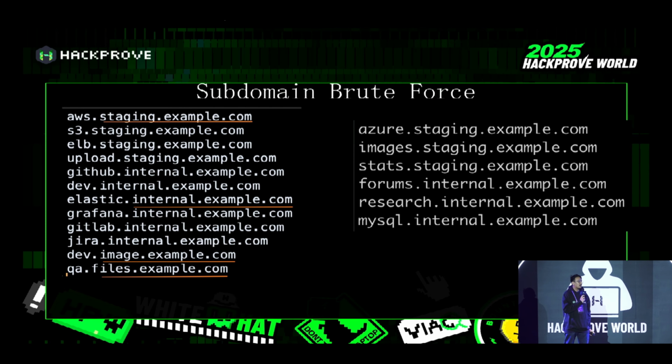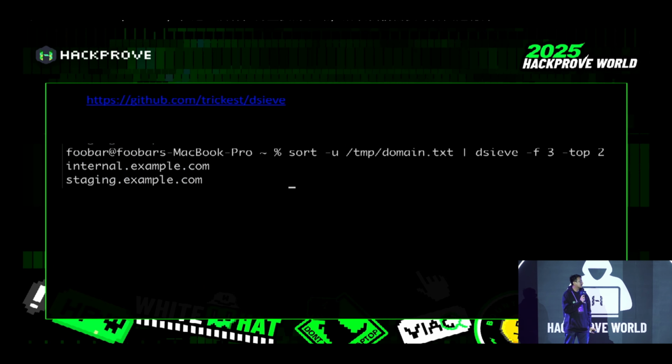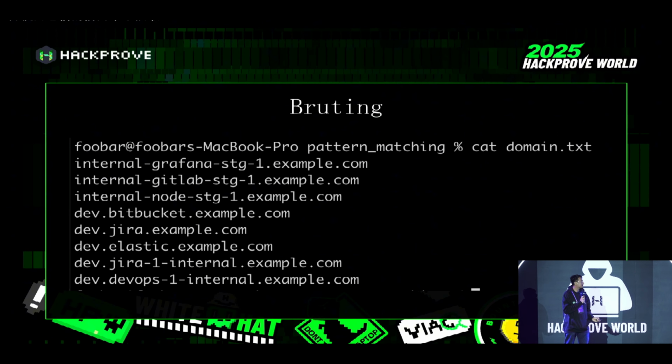However, we cannot brute force every single third level subdomain on the list, because there are subdomains like image.example.com and files.example.com which do not have any significant subdomain here. So we need to filter out only the top occurring third level subdomains. This is where a tool like DCIP comes in handy. In this example, we are using the -f flag to get the third level subdomain and -top2 to get only the top 2 subdomains. The resulting output can be used to further brute force.